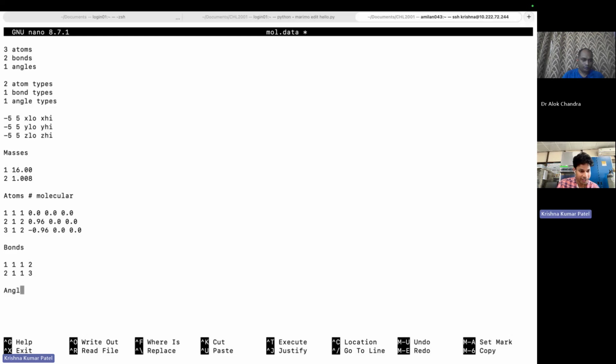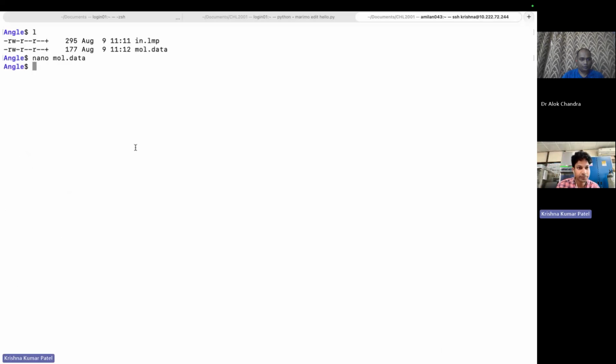And then we are also going to need to have angles. For angles, we have only one type. Sorry, this is the serial number, and then this is the type of angle, and then which atoms the angle is between. Let me see exactly. I think we have to say 1 is in the center, so probably 2, 1, 3, maybe like that.